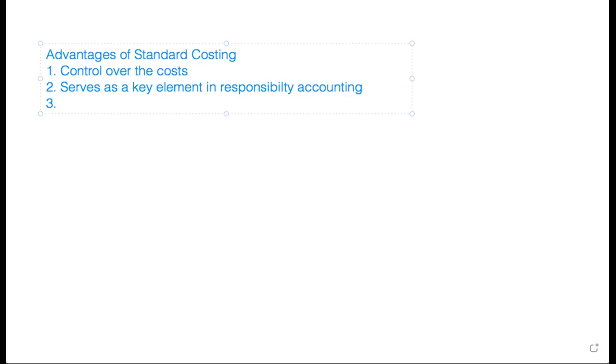How about management by exception? This is another managerial approach, where the management gives attention to matters that are materially different from the standard, right? So that one supports management by objective and management by exception.